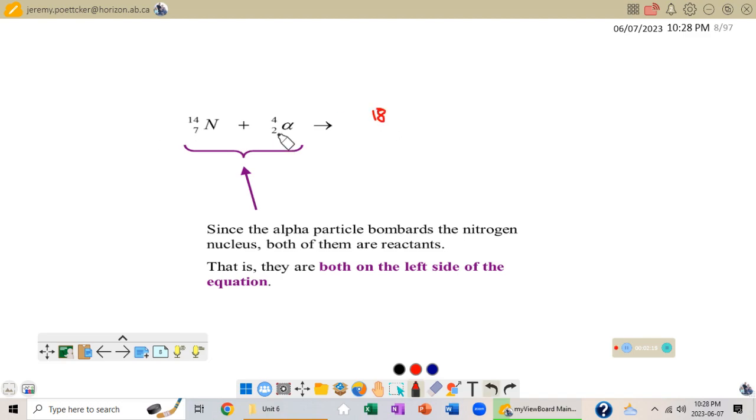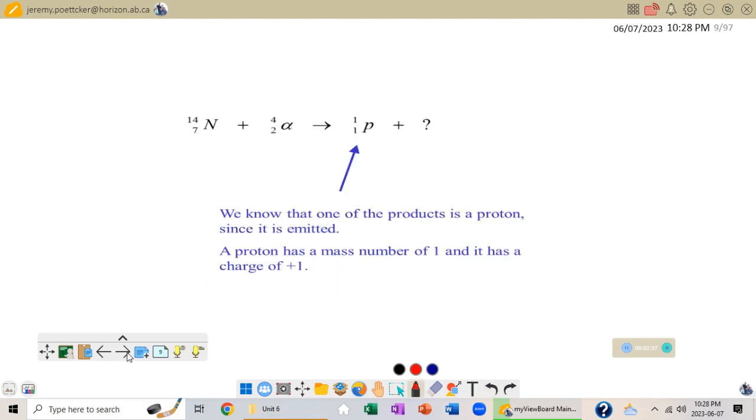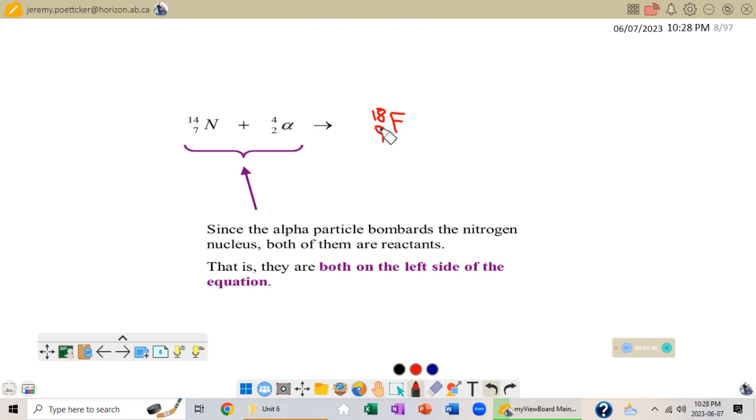7 plus 2 is 9. And if we look on our periodic table to see what number 9 is, that is fluorine. So that's going to be the thing that is originally made. That's kind of our prediction. Now, in the end, we know that that's not actually what was made. So I can make this prediction, but that's kind of my intermediate step.